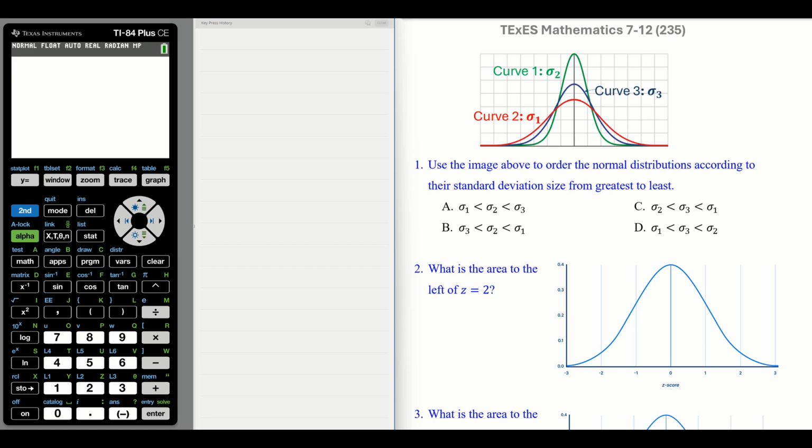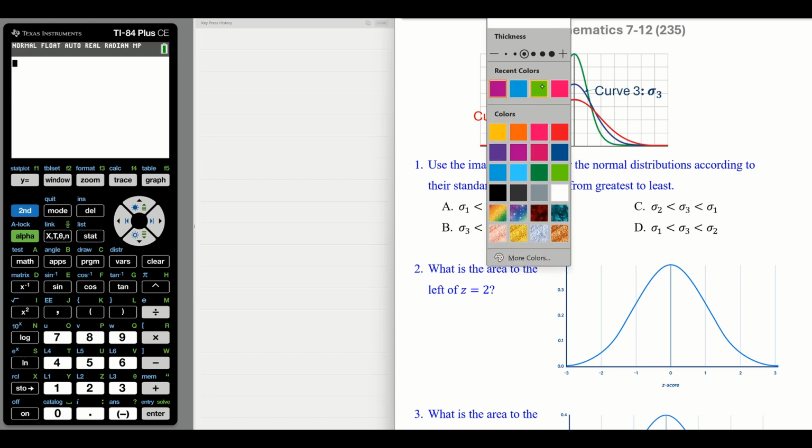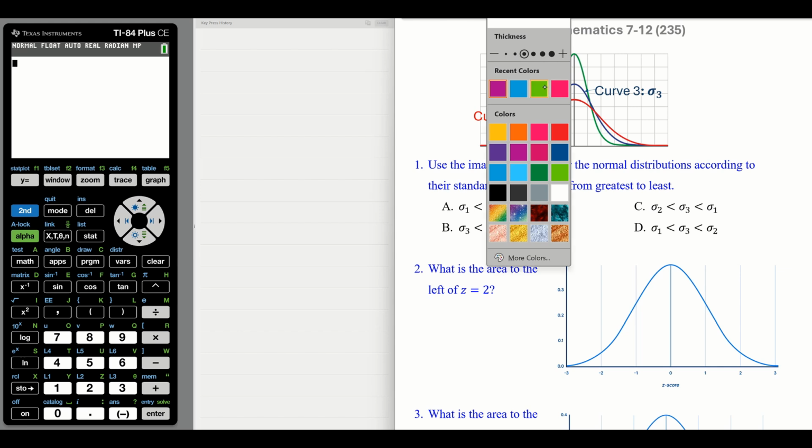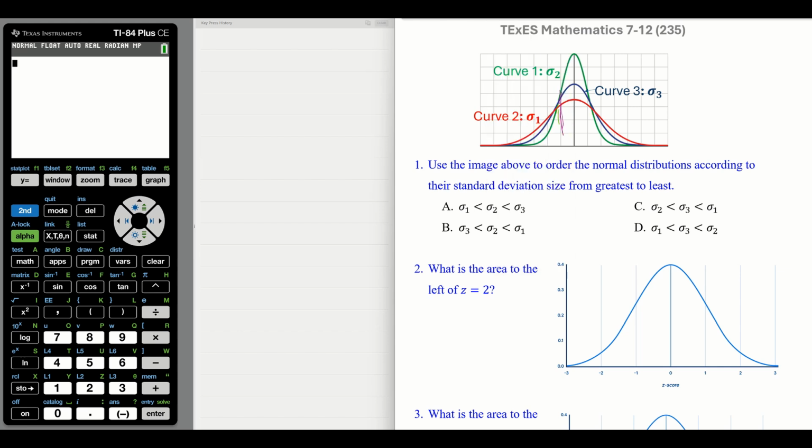Number 1. Use the image above to order the normal distributions according to their standard deviation size from greatest to least. This isn't meant to be a difficult question, just to measure what your knowledge is, if you have any idea what it is. So let's look at the green colored curve 1. If you look at it, it thins up. And you see how it thins up.